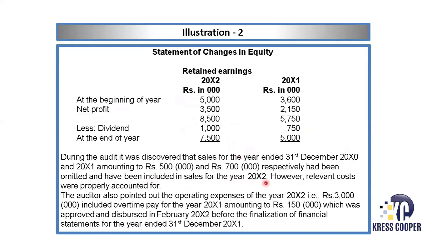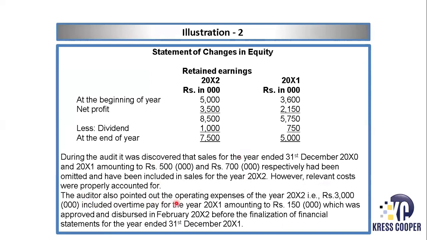That was omitted. So what we'll do, we will reduce the sales for X2 and increase the previous two years' sales, because of which the impact on opening retained earnings will be an increase. However, the relevant cost of goods sold was properly accounted for, so we don't need to change the cost of goods sold figure now. So the treatment I have discussed with you.